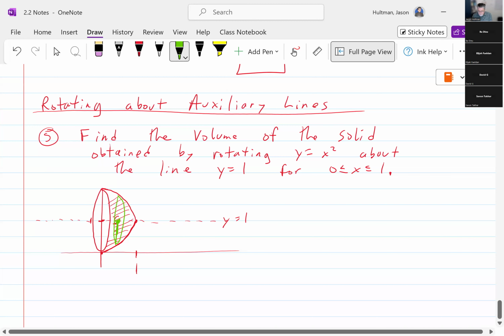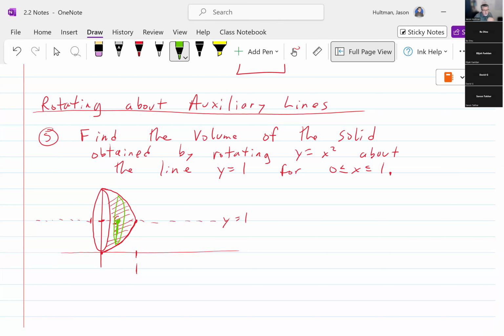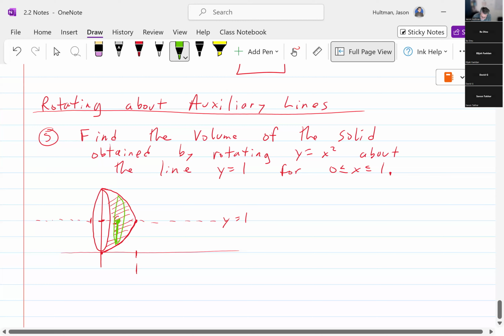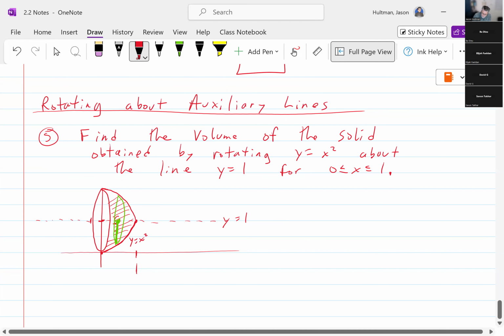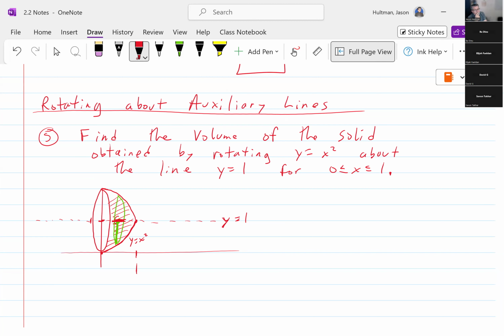Now I've got to figure out, okay, what's my R? What's my radius? How do I figure out my radius? That little green line right here. How would I find the length of that radius? You know, this is y equals x squared. This is the line y equals 1. That's y equals 1 right there. And then the bottom is y equals x squared. So how would I find that distance? Any ideas?